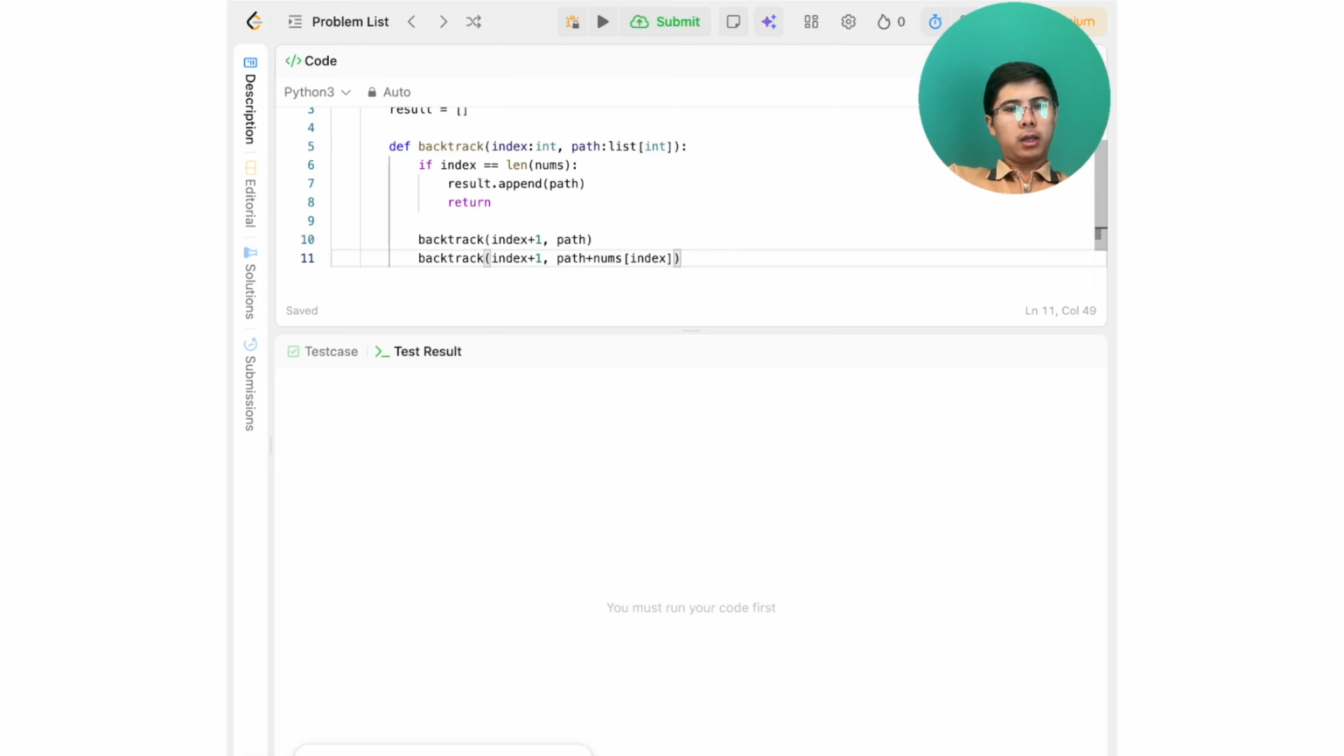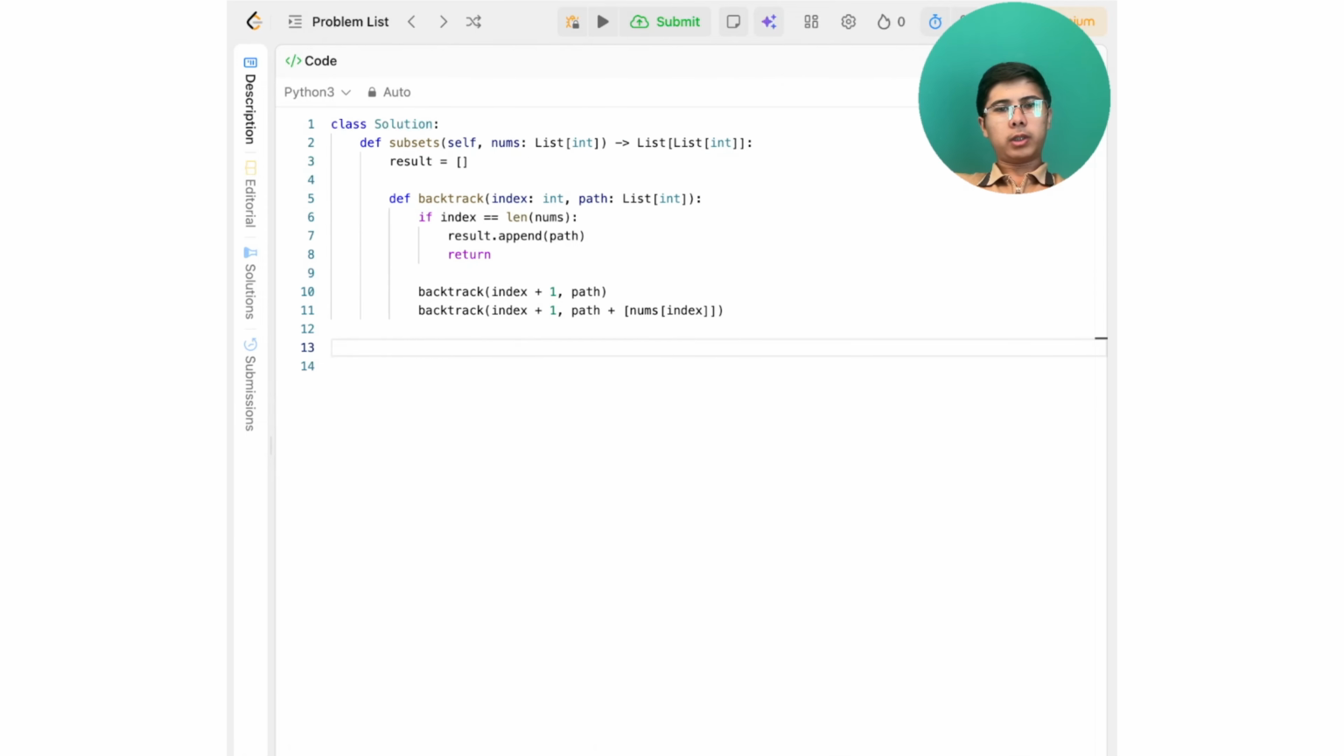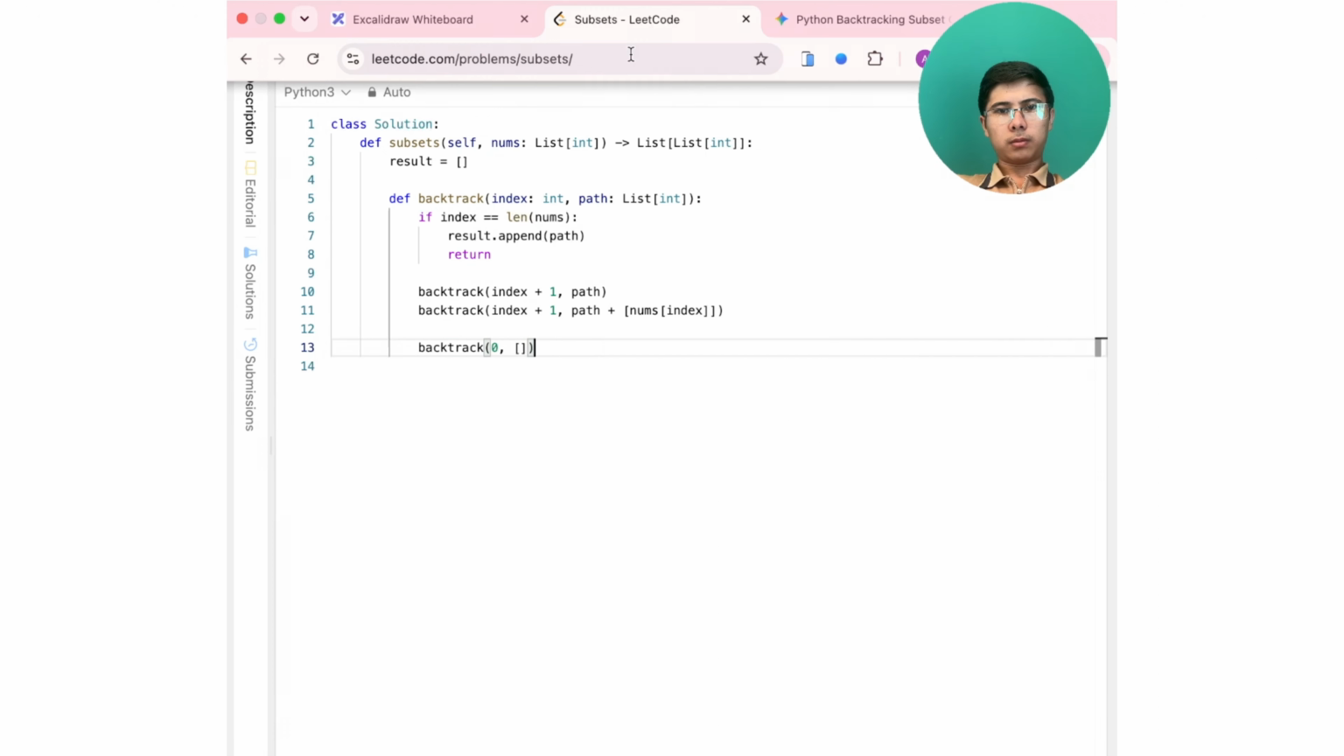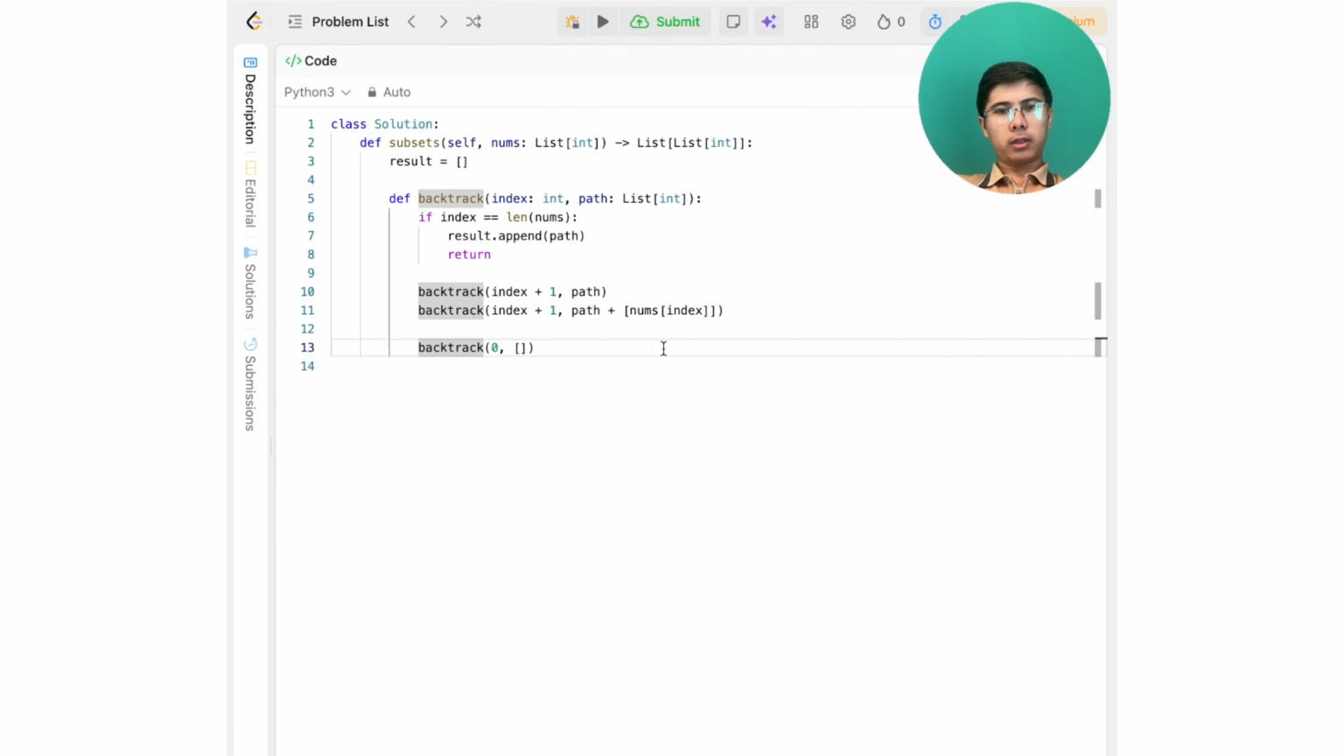Why? Because that includes current elements, creating a new list by adding nums at index to path. The original path remains unchanged. And we need to call our function's name again to start the recursion, where index needs to start from 0 and a blank set of array. We need to write it outside of the function, and we can write return result.